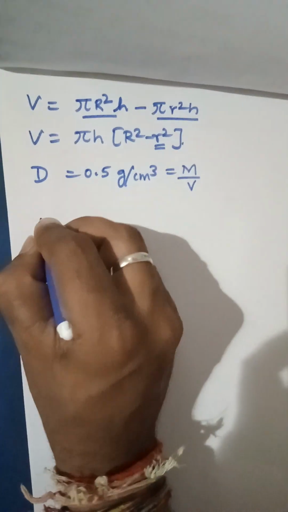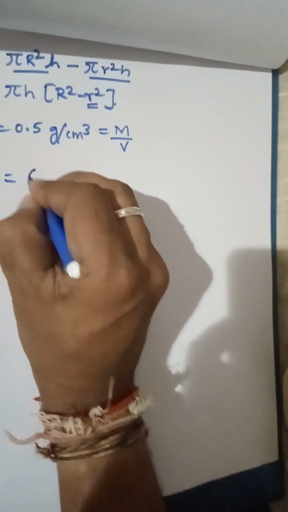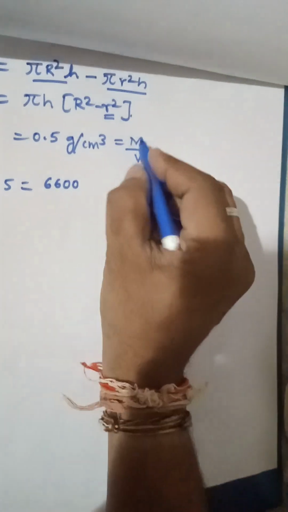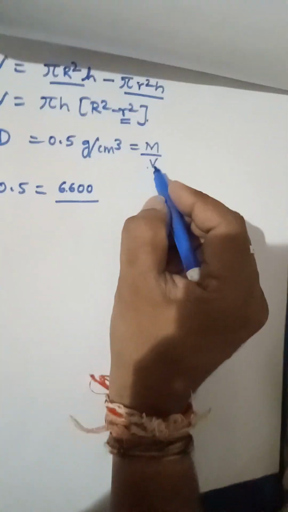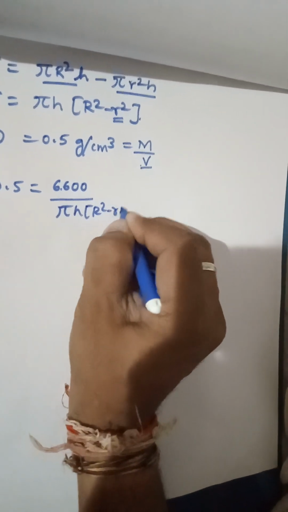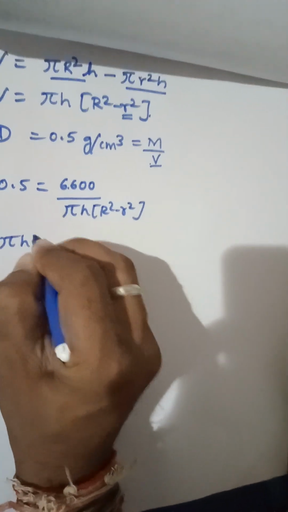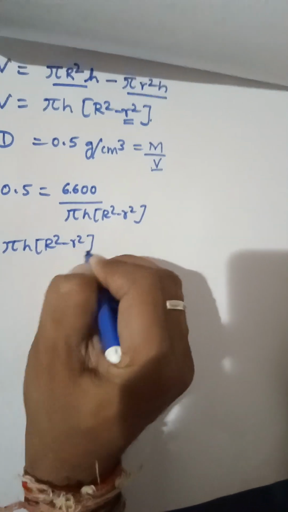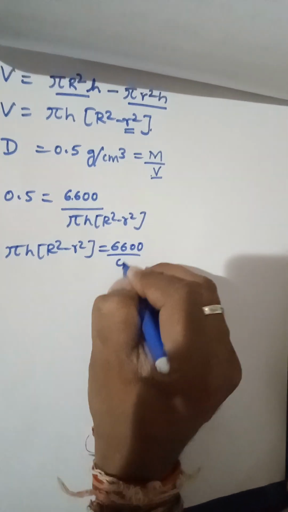Right, density is 0.5. The mass of the left out cake is 6600 grams. So that's the value here. The value of V is nothing but pi h (R square minus r square). So I'll just cross multiply. So pi h (R square minus r square) will be equal to 6600 divided by 0.5.